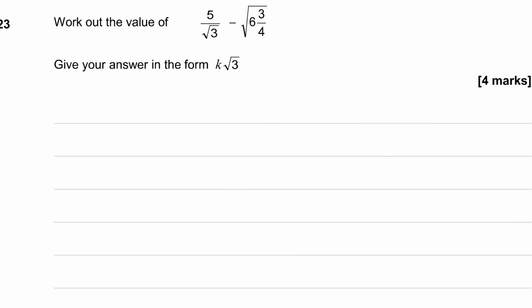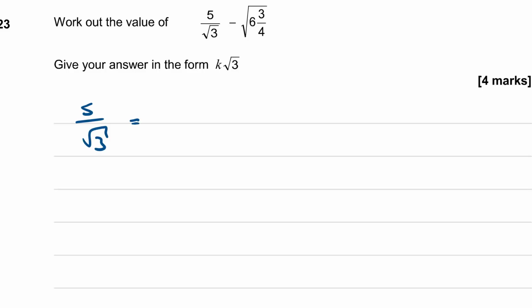Question 23. Work out the value of 5 over root 3 minus the square root of 6 3/4. Give your answer in the form k root 3. That's not very nice, is it? Okay, let's have a look at the first part of the expression first. I'm going to break it down and do it in 2 parts and then subtract at the end, I think. Otherwise it's going to be a bit horrid. So 5 over root 3 part to start with.